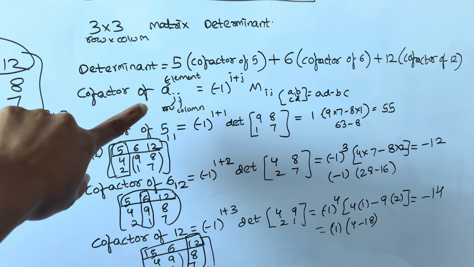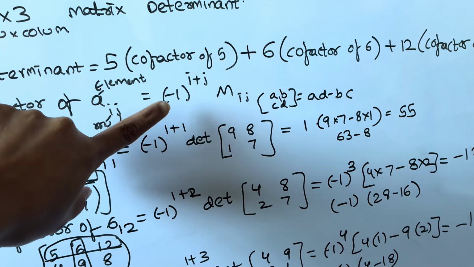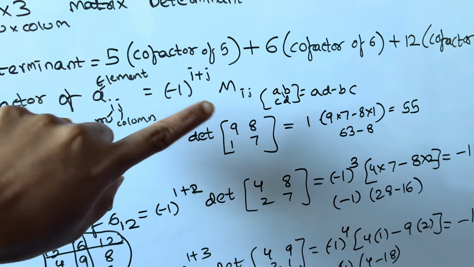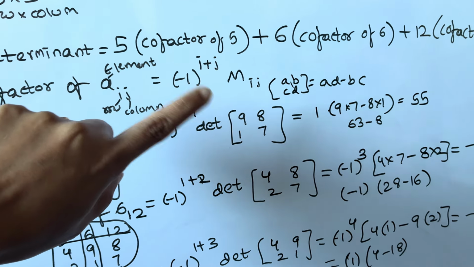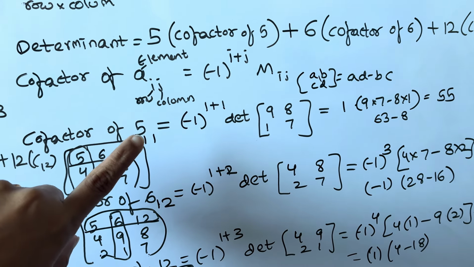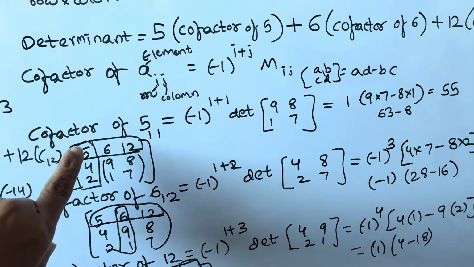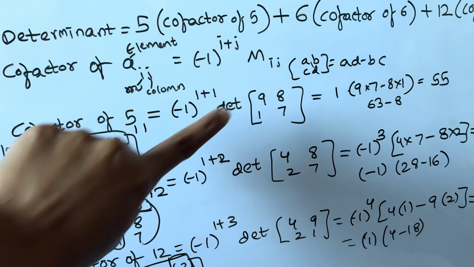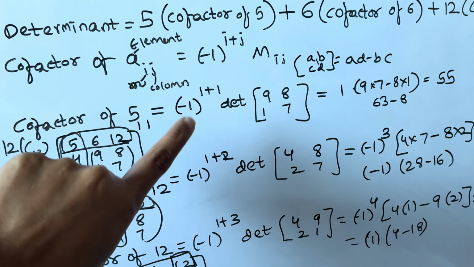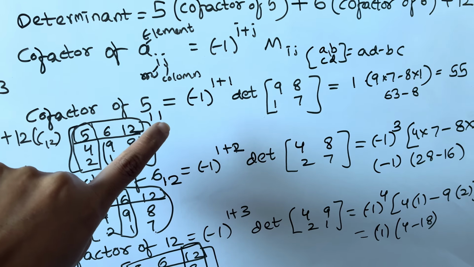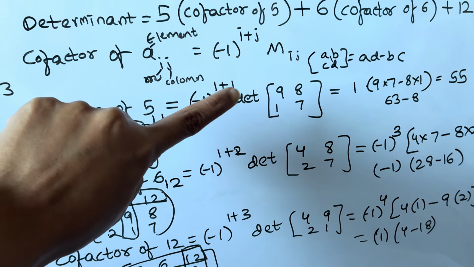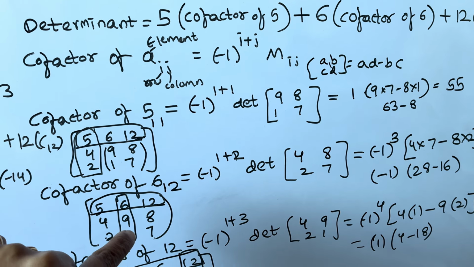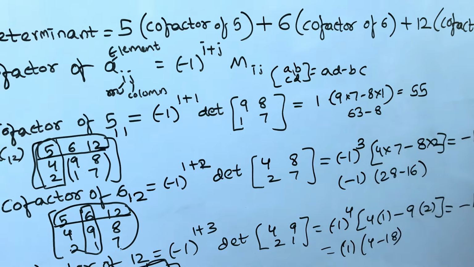And for finding the cofactor, I'm using the formula minus 1 to the power i plus j multiplied with its minor Mij. A minor can be found by eliminating that particular row and column. So for finding 5, I'm eliminating my first row and first column, and I took the minor as 9 8 1 7, and I found the determinant for that. And minus 1 to the power i plus j: this is first row first element, so 1 and 1 for i and j. For 6, it is first row second column, so it is 1 and 2. So this is how you solve it.